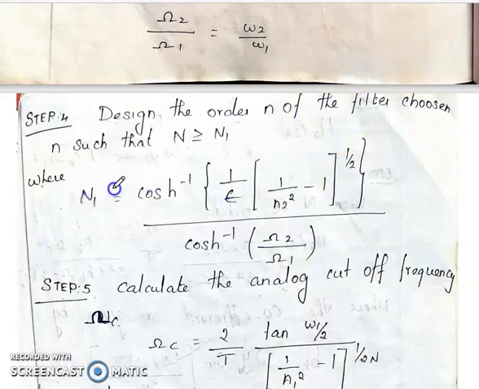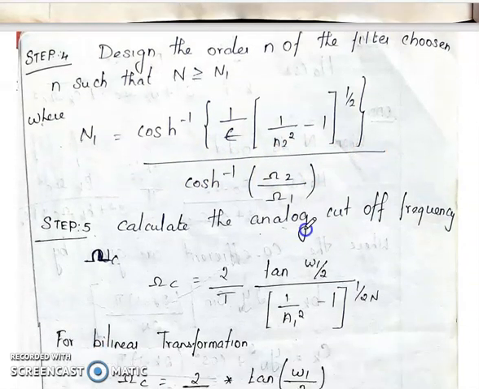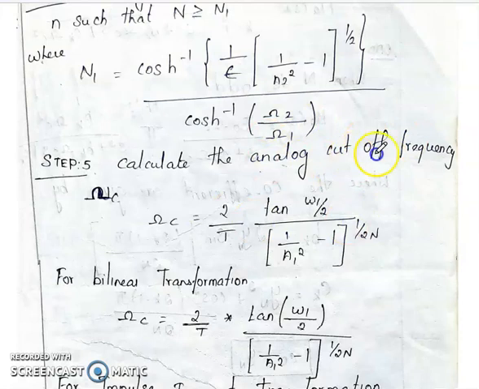Okay, then step 4: you have to consider the order of the filter. The formula is n1 is equal to cosh inverse of (1/a2² minus 1) whole power 1/2 divided by η, divided by cosh inverse of Ω2 by Ω1. Then you check whether this n1 value is equal to or greater than n. Then calculate the analog cutoff frequency Ωc is equal to 2/T tan(ω1/2) by (1/a1² minus 1) whole power 1/2.